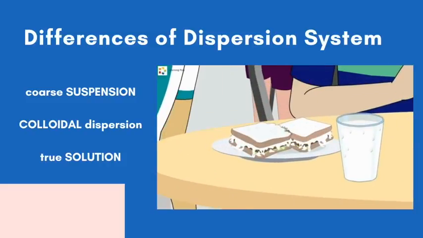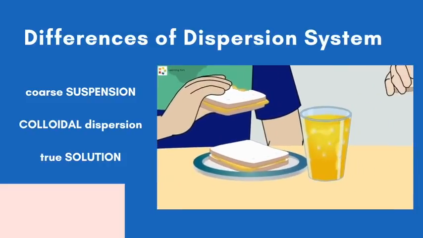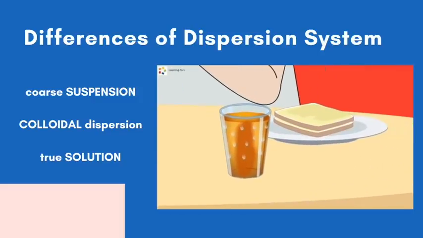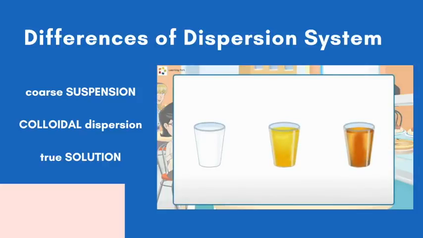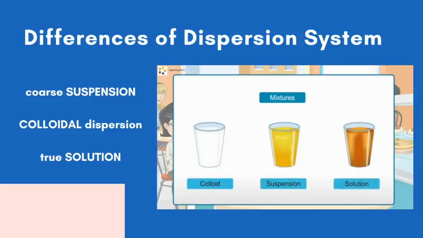Aiman is having a glass of milk. Makdan is having a fresh orange juice. Meanwhile, Afam is having an iced tea. Milk, fresh orange juice, and iced tea are examples of mixtures. Milk is a colloid, orange juice is a suspension, and iced tea is a solution.